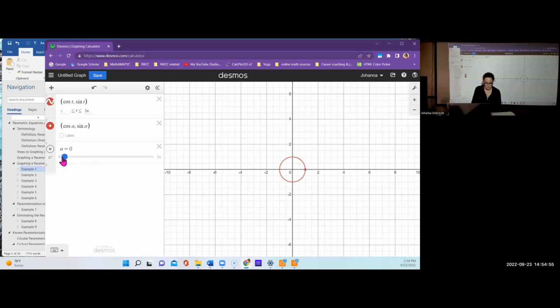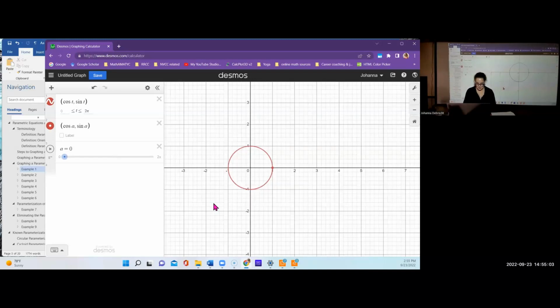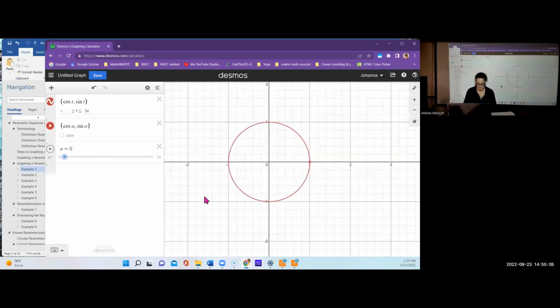Always drag the slider bar back to the beginning. So when I'm looking at this particular graph and I want to know where it starts and where it stops, and I'm going to make it larger so we can see, it's starting on the x-axis at 1, 0. So this is the start place. So we want to pull the slider bar all the way to the left so that we're starting at the beginning of our interval. And then we want to press the play button.